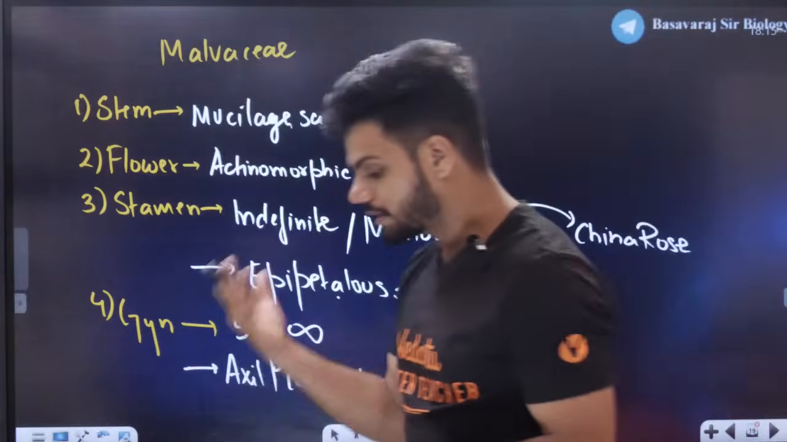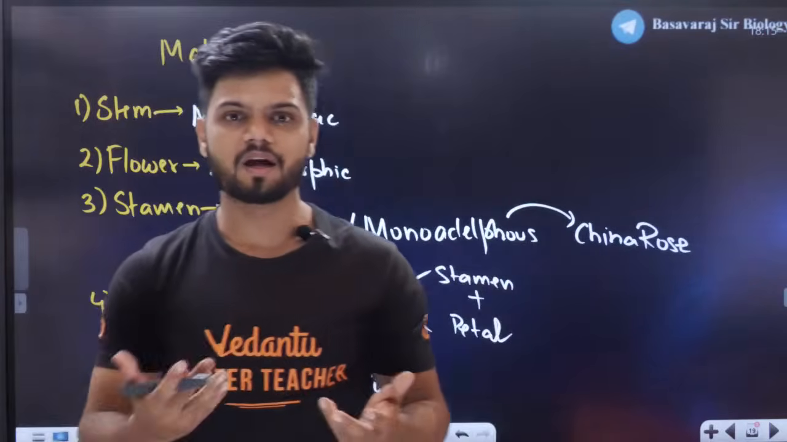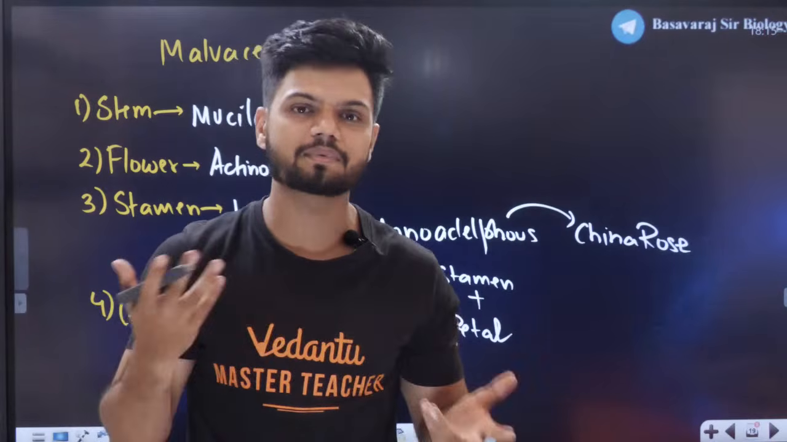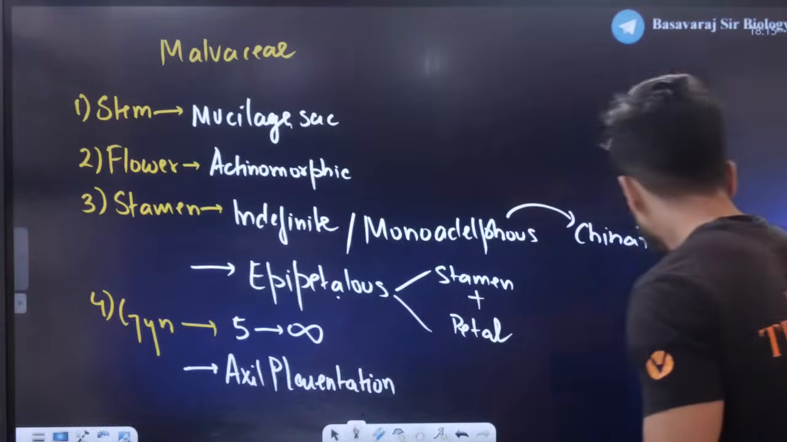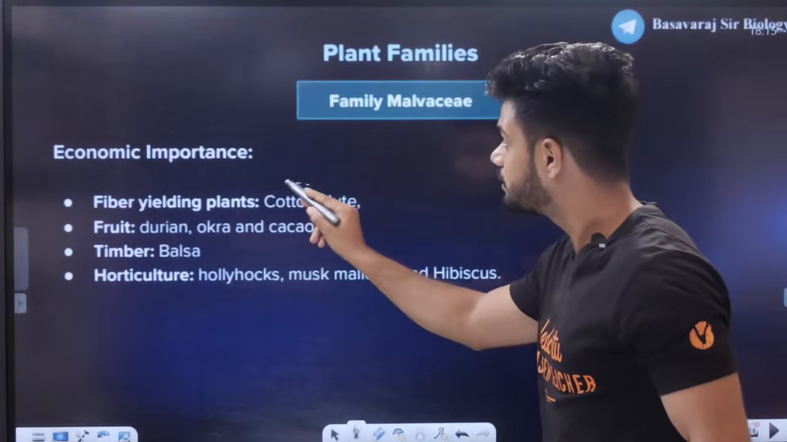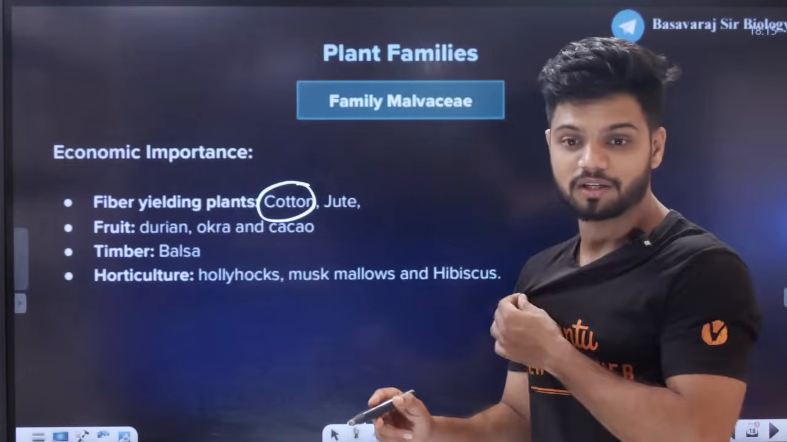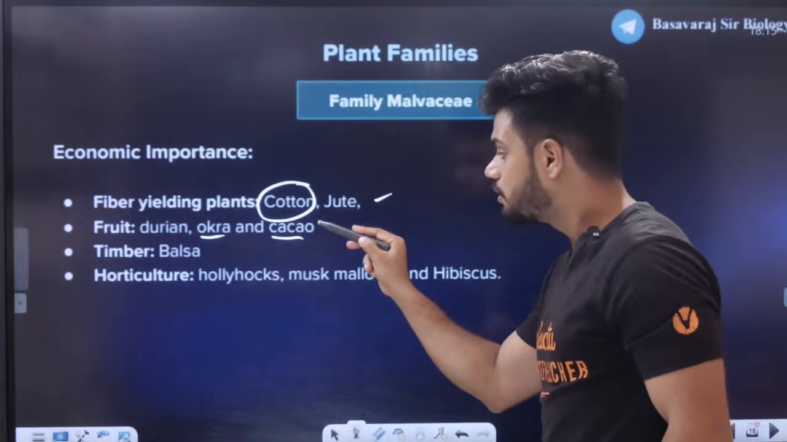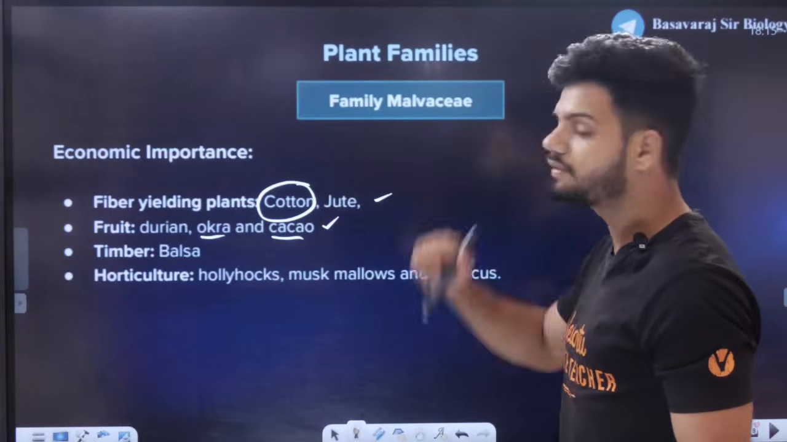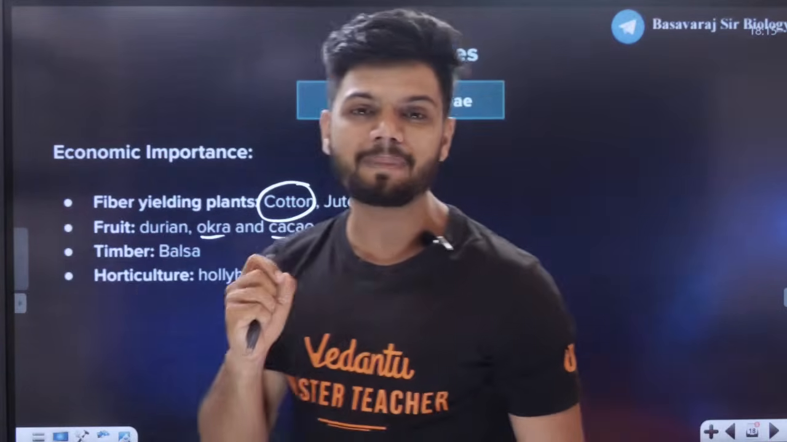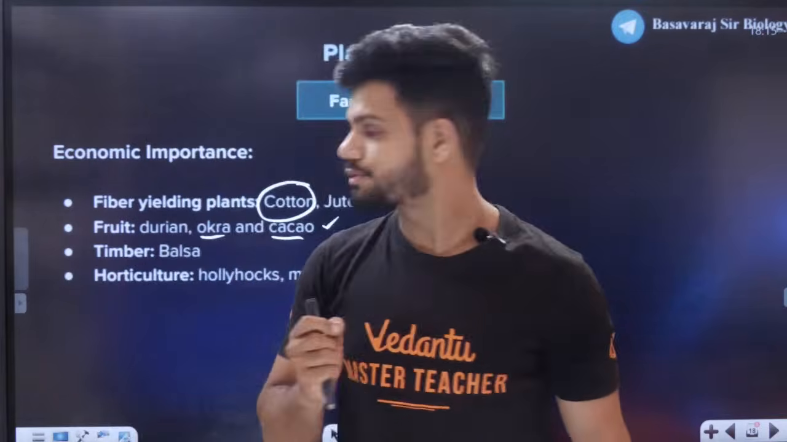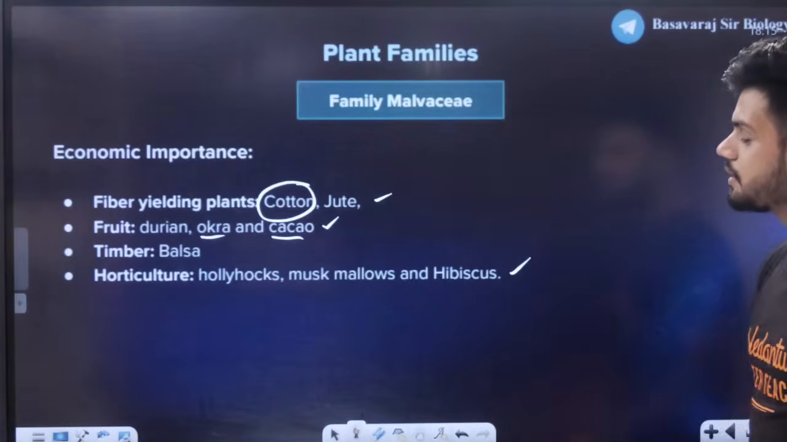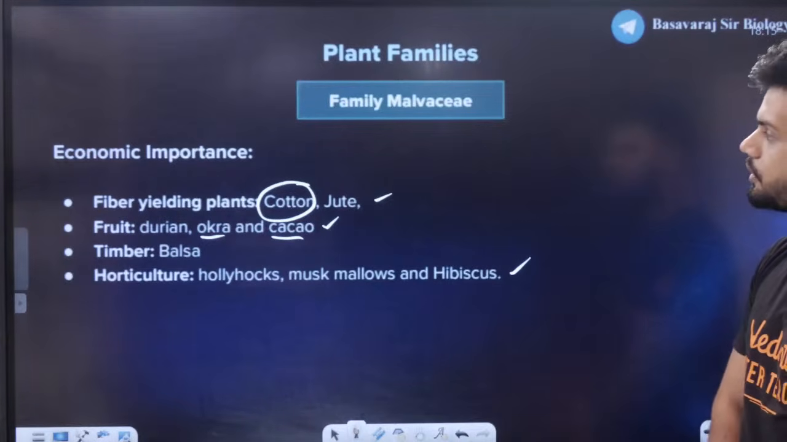Multicolor, exactly. Here the flowers are multicolor. You might have seen hibiscus in white, red, pink, and orange colors. Now, economic importance. Cotton, which you get your t-shirt from, jute, okra, lady's finger, cacao, chocolate, everything belongs to Malvaceae. Also hibiscus. All of these are different economic importance of your Malvaceae.